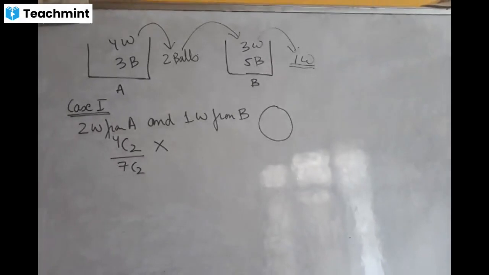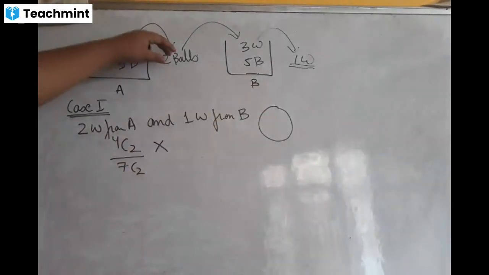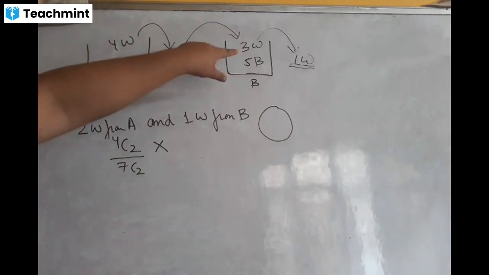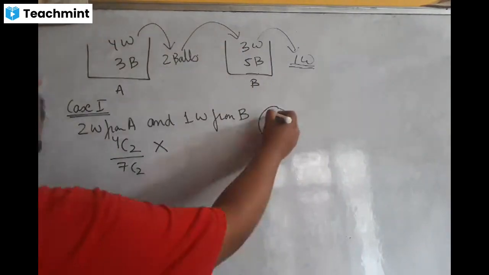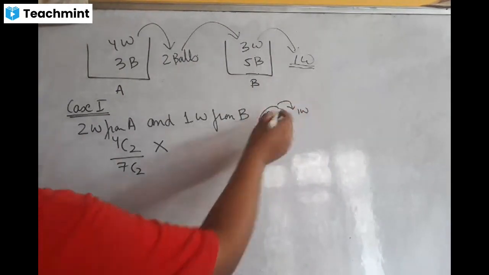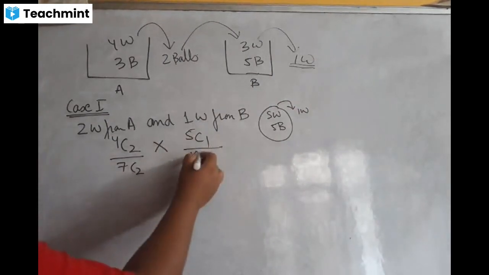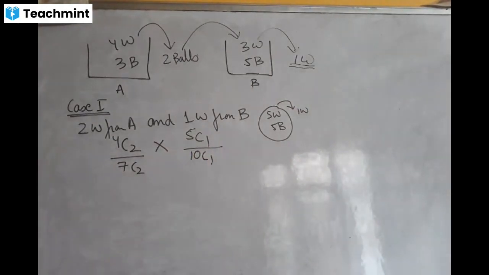But you need to pause for a moment because the number of balls is going to change. Two white were taken out from here. How many whites are there? 3. So if you add two, how many? 5 white and 5 black. From this you are taking 1 white. So one from 5 white, total is 10C1. Finished. Case 1. You simplify this, you'll get the value. The simplified solution is there.